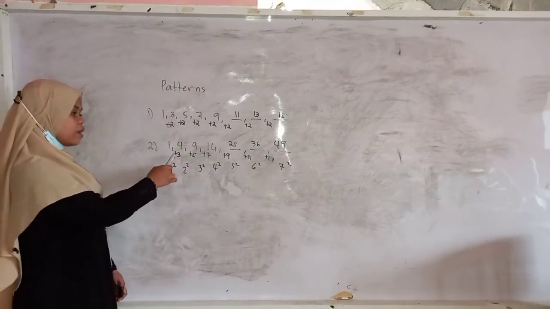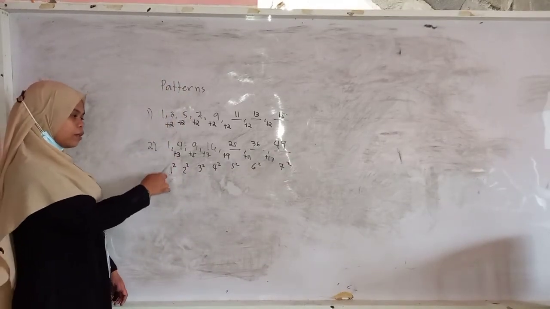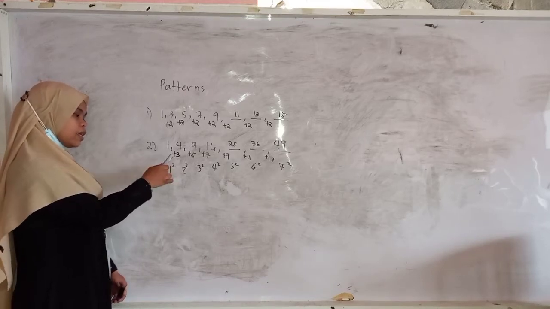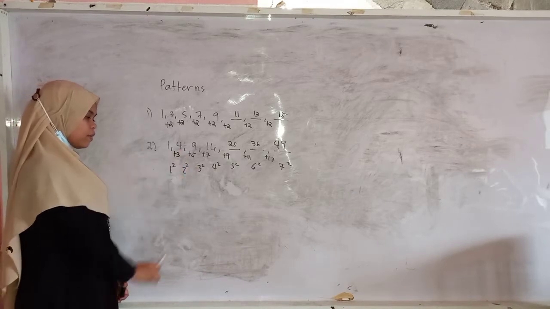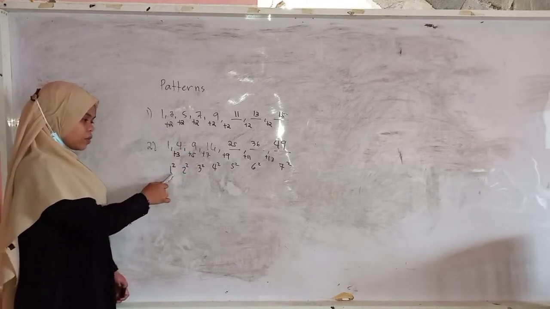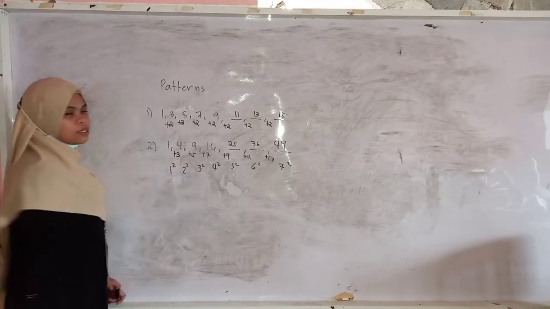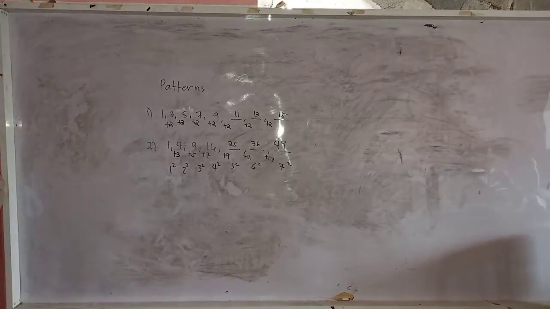Ibig sabihin, dalawa yung nag-exist dito na pattern. First, by adding the consecutive odd numbers from 3 to positive infinity. Dito naman by squaring the consecutive natural numbers from 1 to positive infinity. So that is the number patterns.